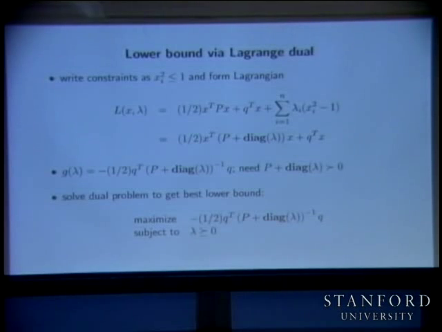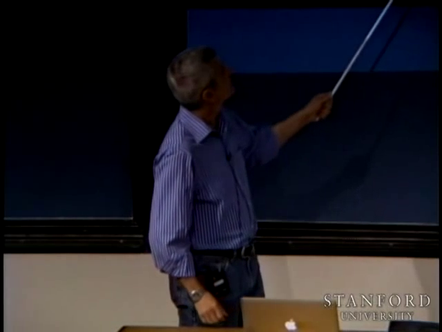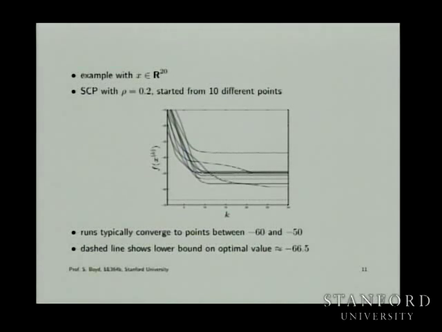You can convert it to an SDP, or, why bother? Let CVX do it for you, because that function exists there. So it's literally one or two lines of CVX to write this down. And then you get a lower bound. And if you try it on this problem instance, you get this number here.